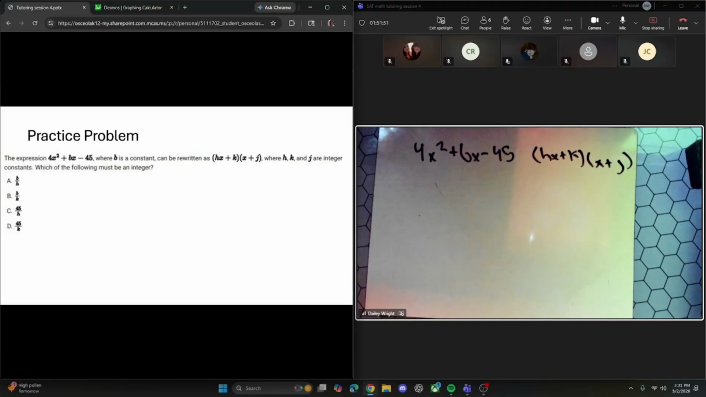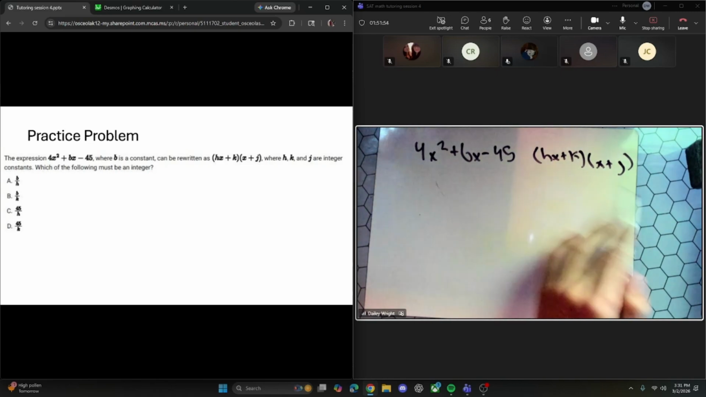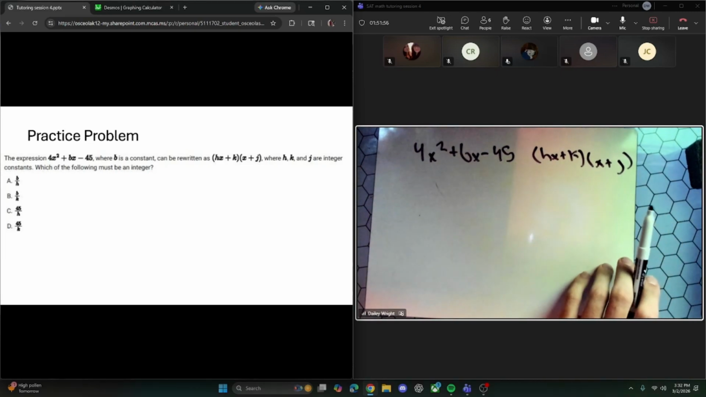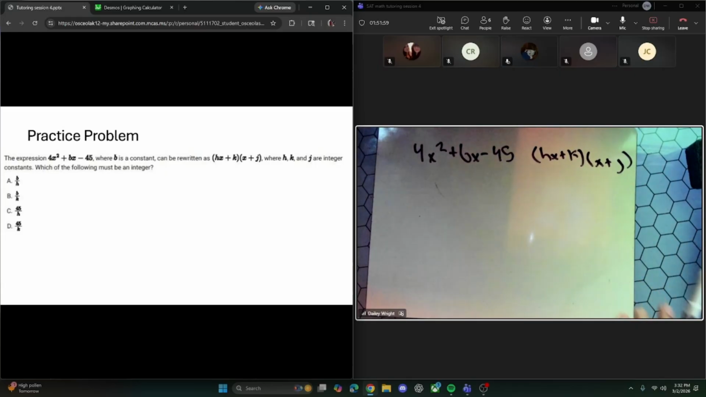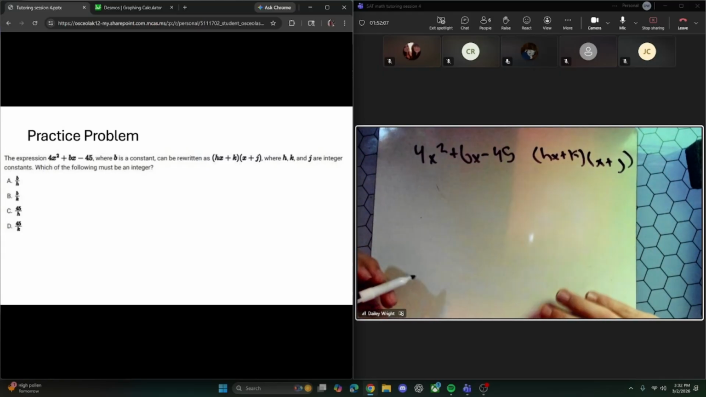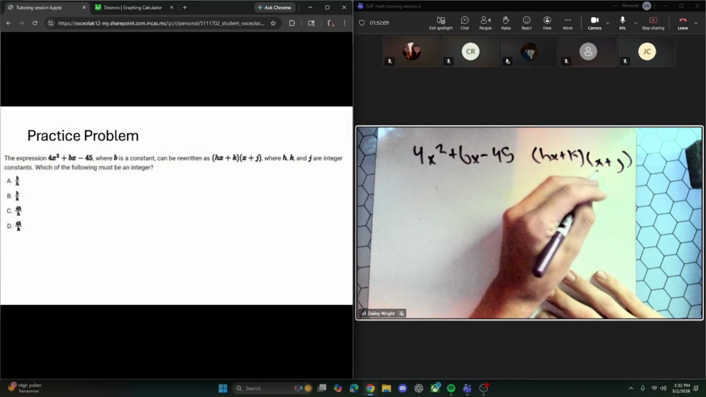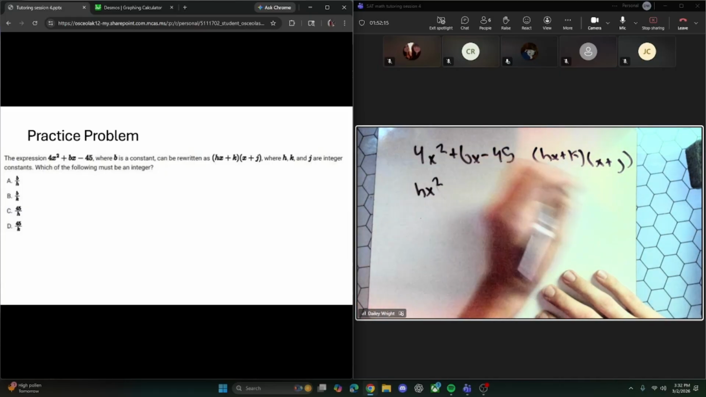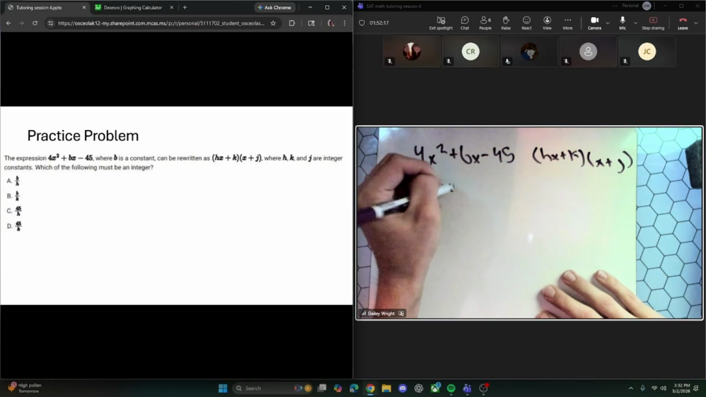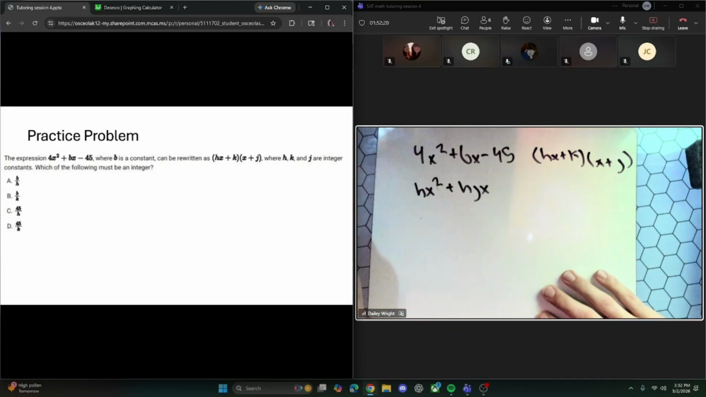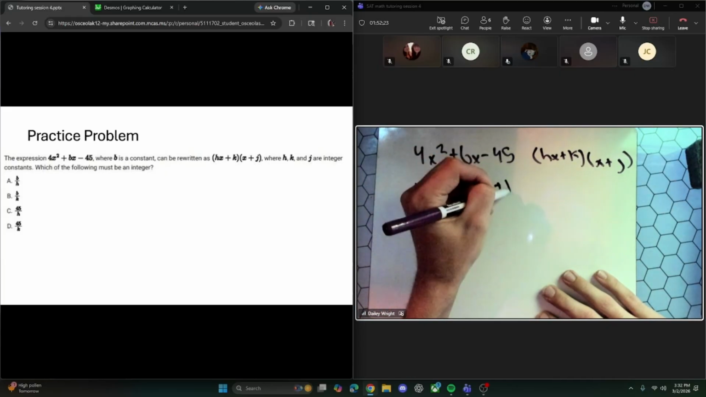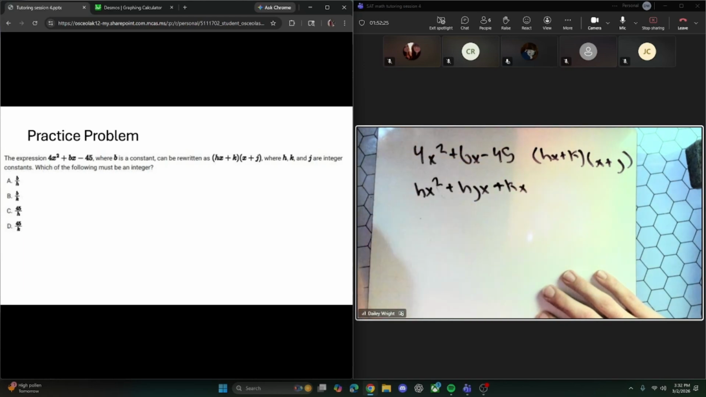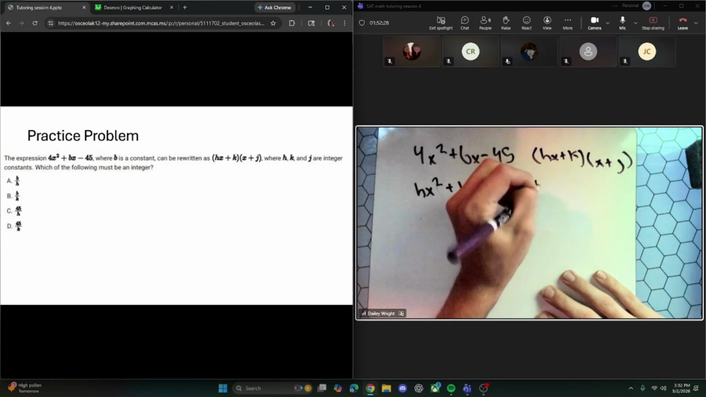So the first thing I'm going to do here is multiply this out to see if I can figure out if any of them are going to be equal to an integer, because the question is asking which of the following is going to be equal to an integer. So I'm going to go ahead and factor this out. hx times x is hx squared. hx times j is hjx. k times x is kx. And then k times j is kj.